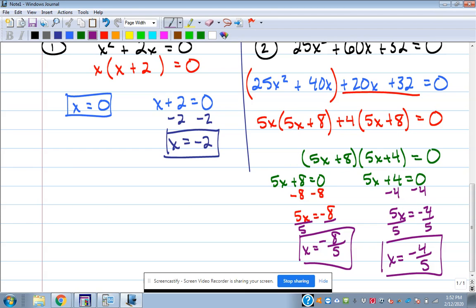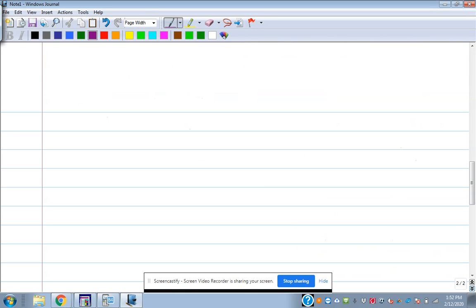Okay. Questions about either of those? All right. Let's go get another one here. Let's try this one. 8n squared minus 24n minus 326 is equal to negative 6.